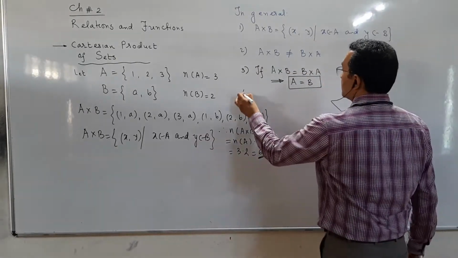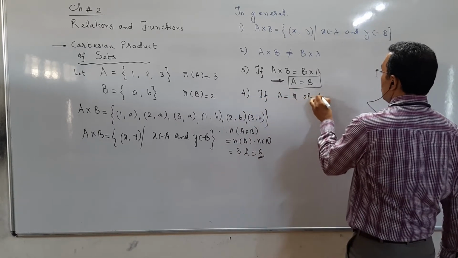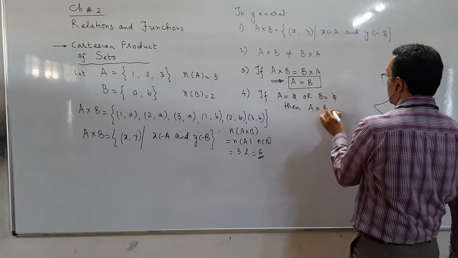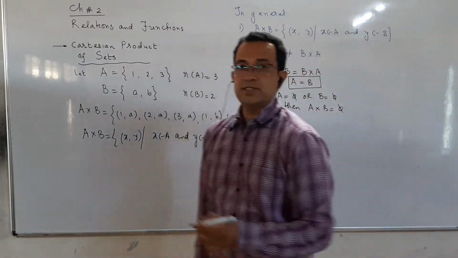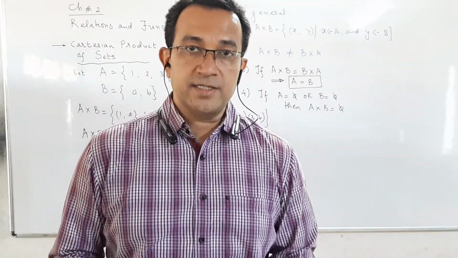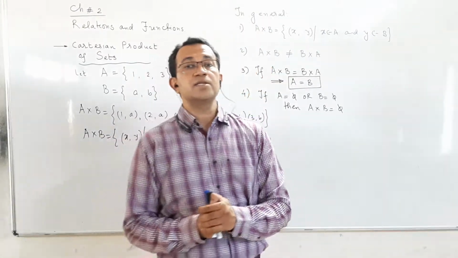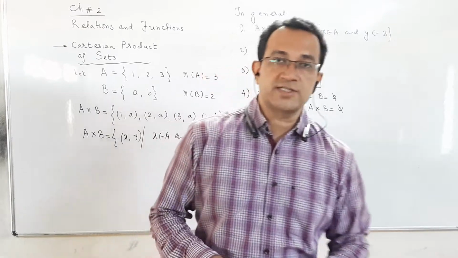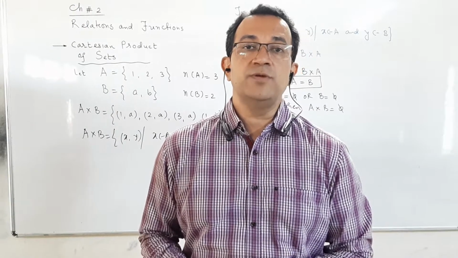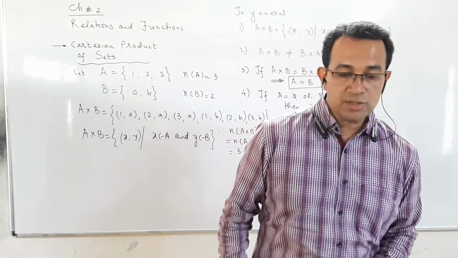Now if either A or B, if A is equal to the null set or B is equal to the null set, then definitely the Cartesian product A cross B will be the null set. Then, if either of the two sets is an infinite set, say if A is an infinite set or B or both, then A cross B will also be an infinite set. So, if at least one of the two sets A and B is infinite, then A cross B will also be infinite. These are the general results based on Cartesian product.